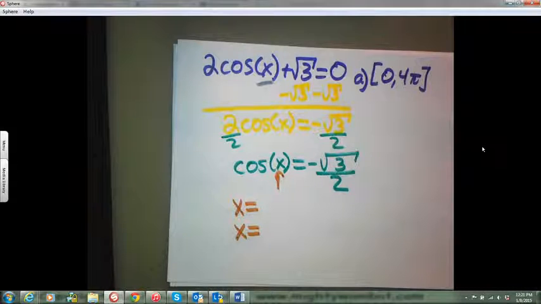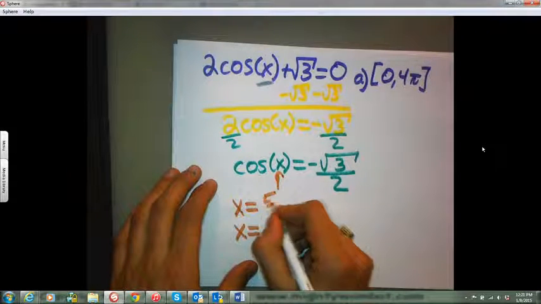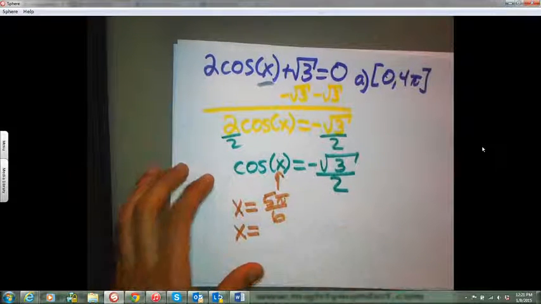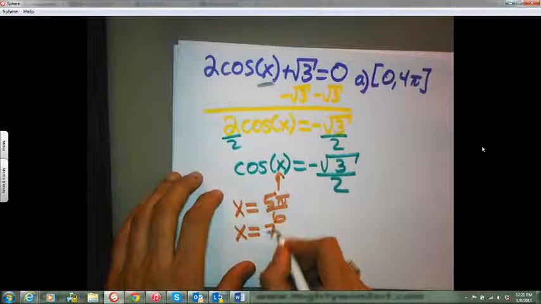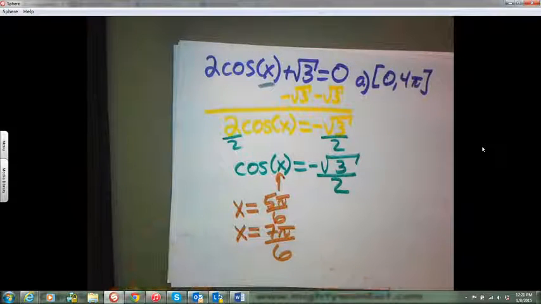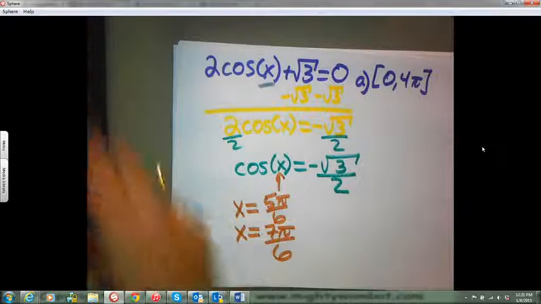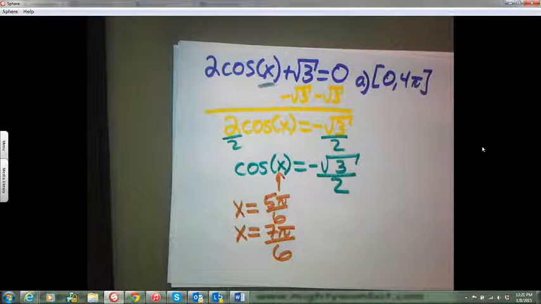120 is not right. 30 is not right. 150 is right, except it needs to be in radians. Yes. Take lessons from Josue. Questions on how we did that?